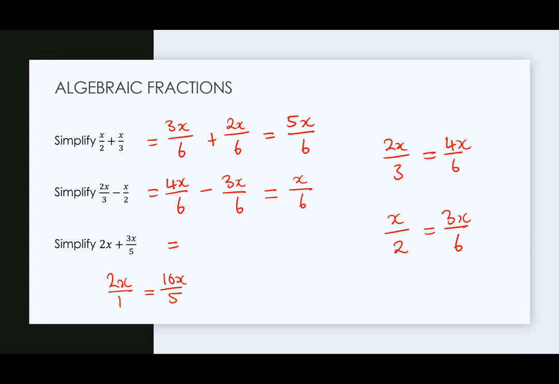So I don't actually have to change the second fraction, so the first part is 10x over 5 plus 3x over 5. Same denominators, so let's add the numerators together, and we get 13x over 5 with no need to simplify. So even though we have a whole number or part without a fraction in our problem, we can still simplify them together.